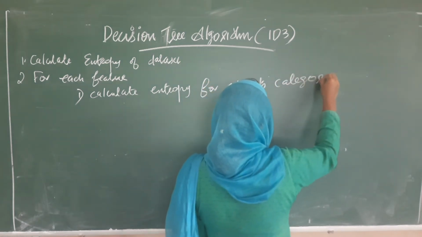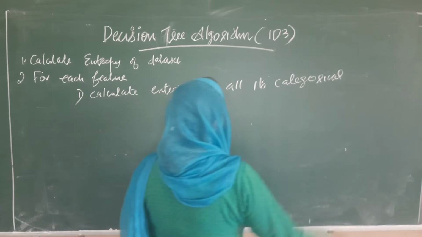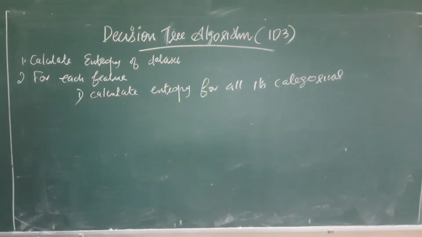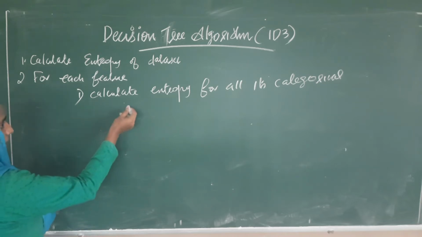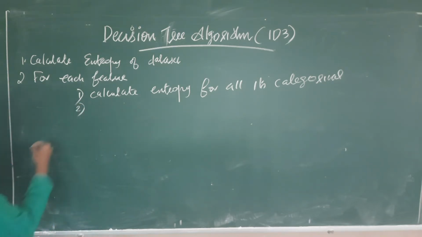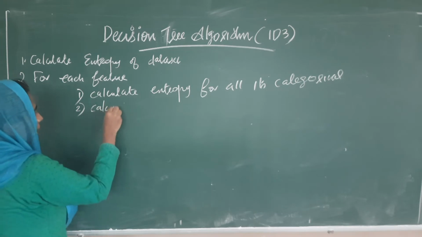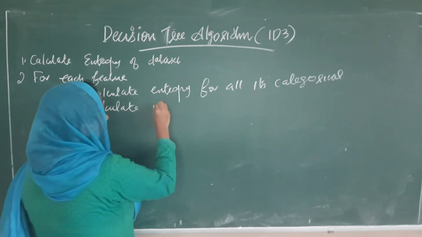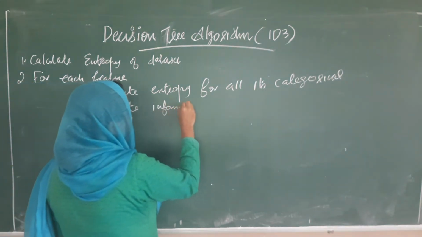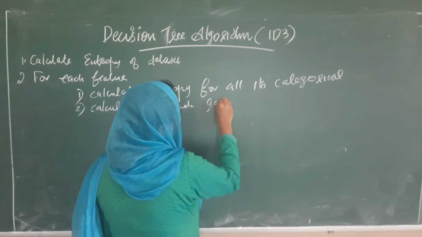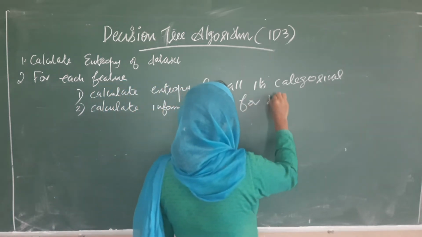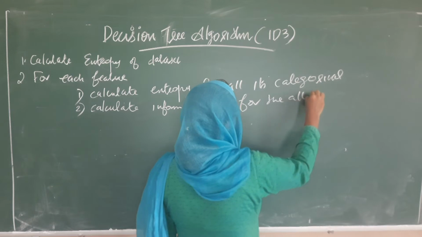For example, if it is going out, we have two categorical values, yes or no. For salary greater than 50, we have two categorical values, yes or no, right? That is, calculate entropy for all its categorical values. And the second thing is we have to calculate information gain for the attribute. So that is the next step.